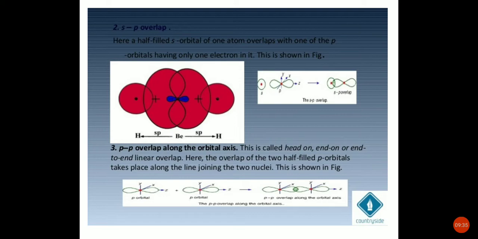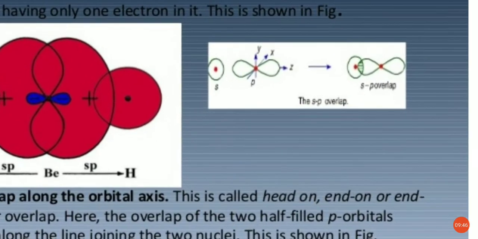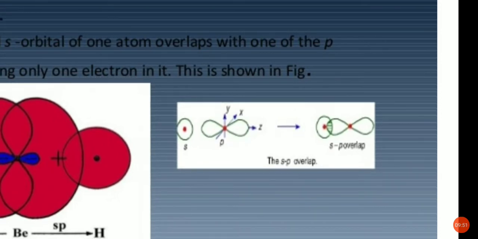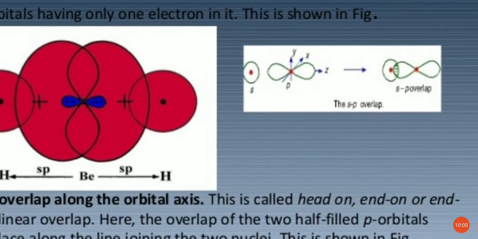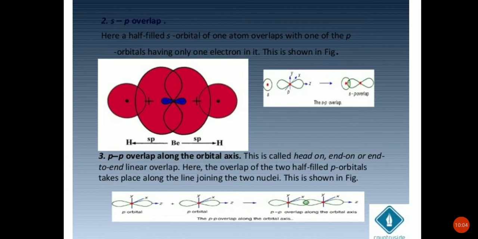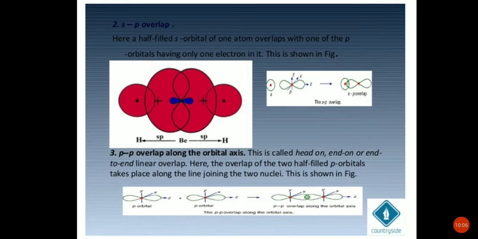Here a half-filled s orbital of one atom overlaps with one of the p orbitals having only one electron in it. In this figure you can see the overlapping between s and p orbital. Here one s is overlapped with a p orbital, so you get sp overlapping. That's the second one.